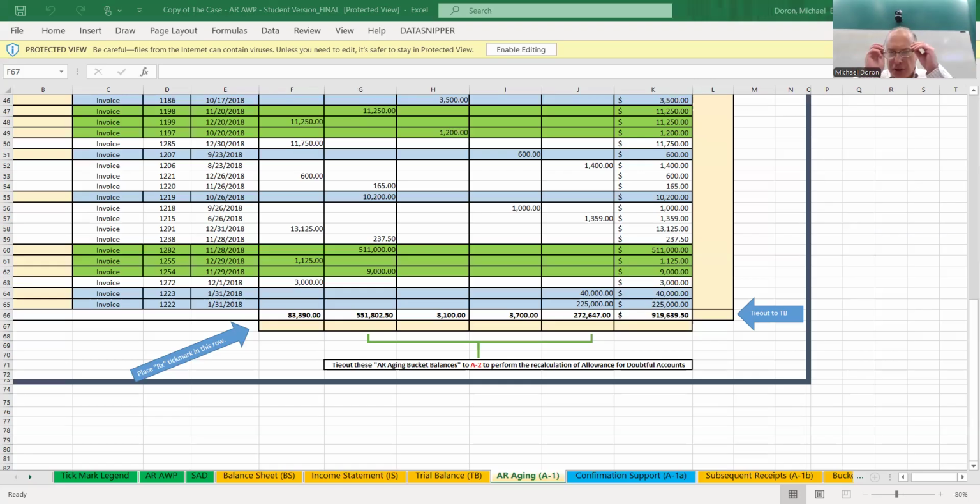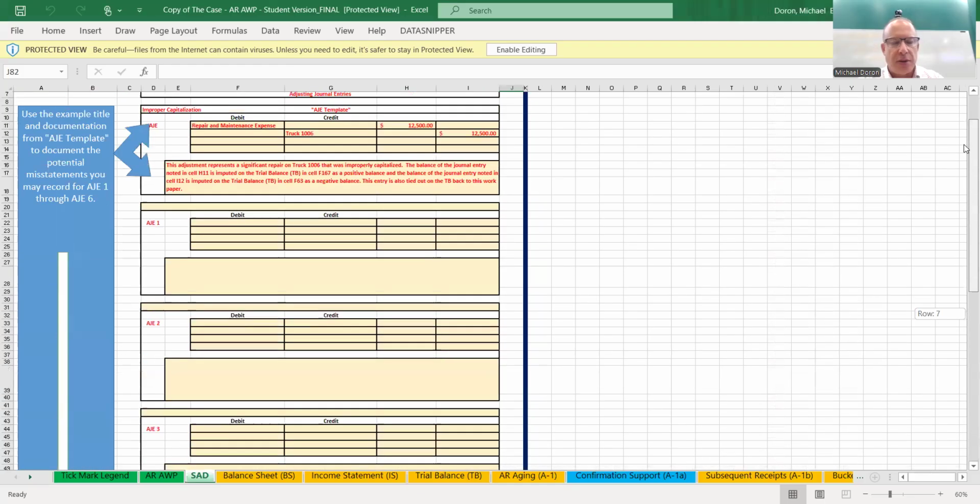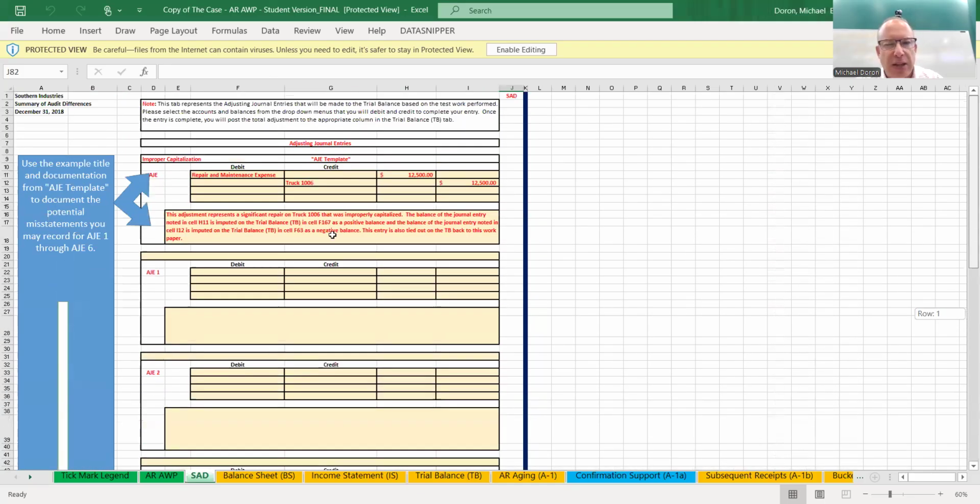The end result, what I'm mostly going to grade you on is where you make the adjusting journal entries. Okay, that's mostly what I'm going to be grading. So they gave you an example here already. This adjustment represents a significant repair on a truck that was improperly capitalized. So there was some expenditure on an asset, in this case a truck, and they capitalized it. They debited the truck, but they shouldn't have capitalized it. They should have expensed it. So instead, to correct it, they debit the expense and credit the truck. Okay, so that was one error they found, and this is their suggested adjusting journal entry to correct it.